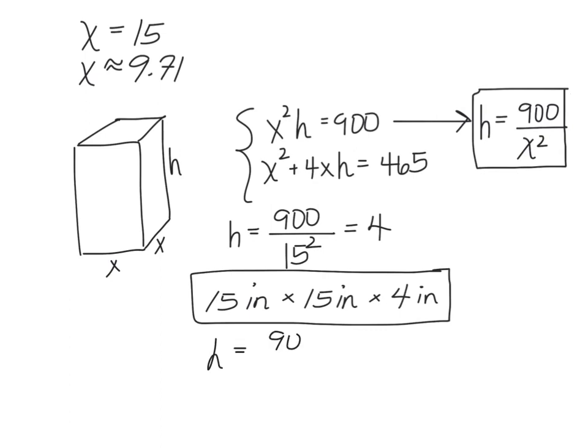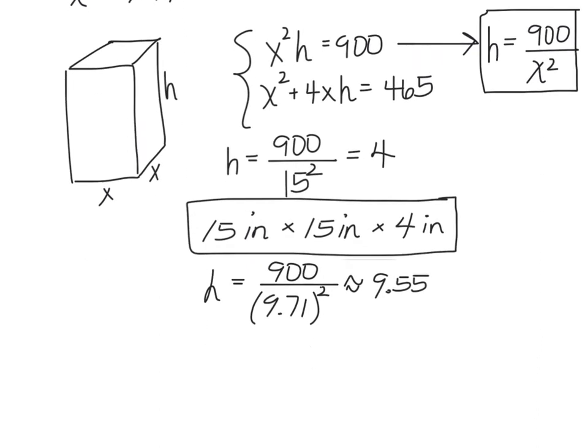We need to substitute in our value of 9.71. Now, if you really wanted to be super accurate, then you would actually want to store in that value. Since it wasn't exactly 9.71, I did round this number, but I'm okay with you substituting in 9.71 in this case. So 900 divided by 9.71 squared, and that's going to give us a value of approximately 9.55. So the height is 9.55 inches when x is 9.71.